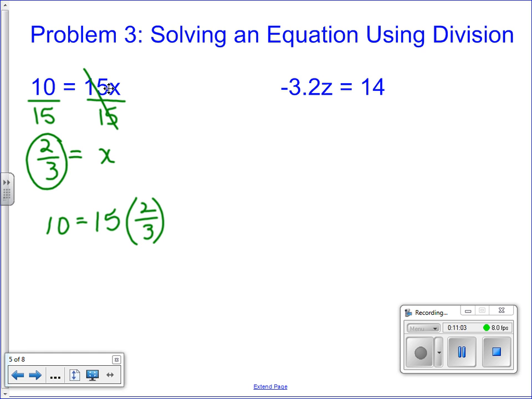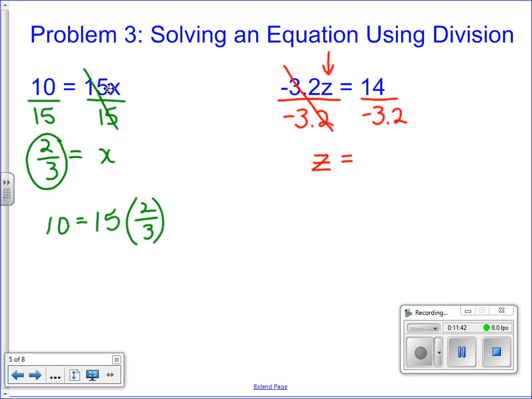In our second problem, our variable is the z. So we want to remove the coefficient -3 and 2/10, which is being multiplied times the z. So to undo multiplication, we're going to divide by -3.2, and we have to do the same thing to the right side of the equation. -3.2 divided by -3.2 is 1, and 1 times z is z. On the other side, 14 divided by -3.2.